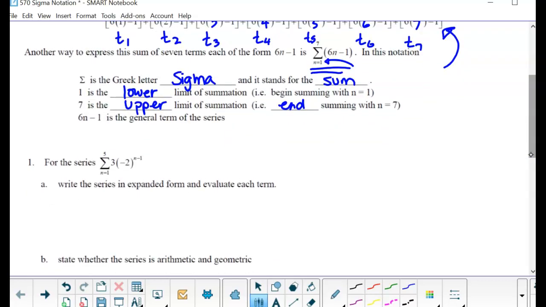So for the series given there in question 1, write it in expanded form and evaluate each term. So I want you to write it out the long way and then evaluate. I'll give you a couple minutes to work on that.